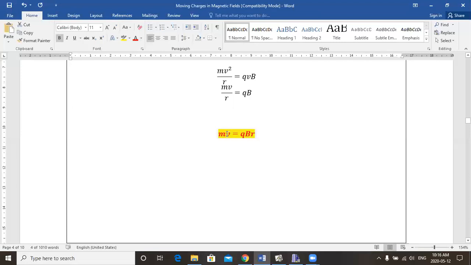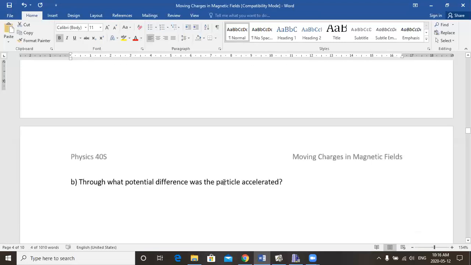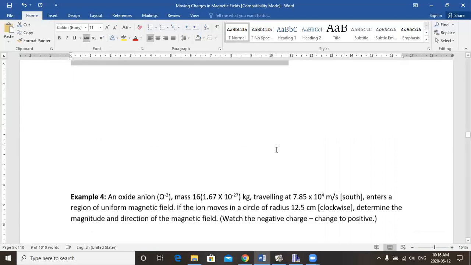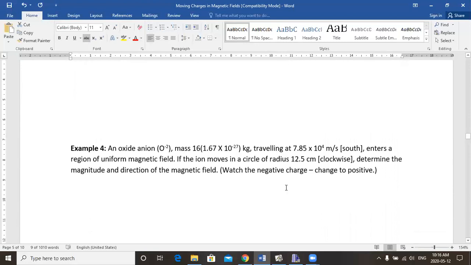Again, we can use this relationship to solve for any one of the variables. And we won't worry about the potential difference because we didn't cover the electric field, so that'll strike through that. So for example 4, we have an oxide anion, has mass of that amount, it's traveling at that speed, enters a region of magnetic field. The ion moves in a radius, what is the magnitude and direction of the magnetic field? And note that it's a negative charge. So we will have to make sure that our direction, we take the opposite of the direction from right-hand rule number 4.